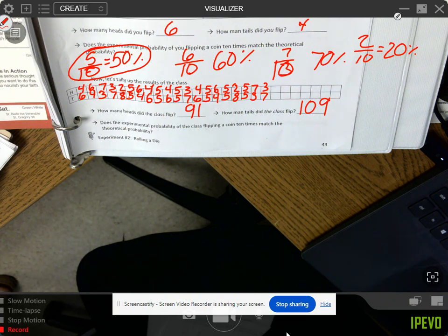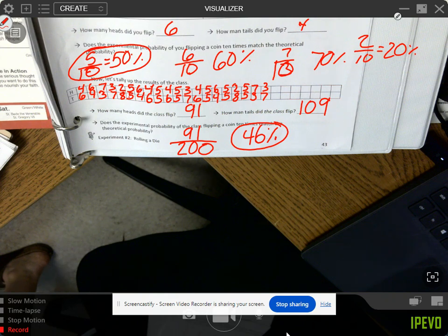So figure out what your personal probability was. Has everybody done that? You put your heads on top, your 10 flips on bottom, divide it, and write what your percentage was. Okay, so now we're going to look at our class. We had 91 heads out of how many flips? 200 flips. Remember, we changed it to our 200 flips. So what is that probability? Rounded up, we've got 46%.